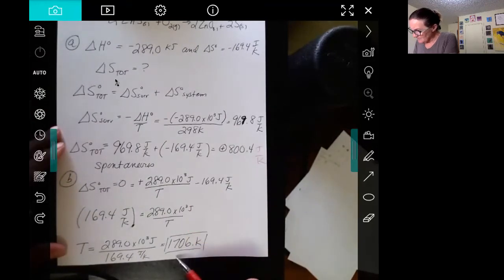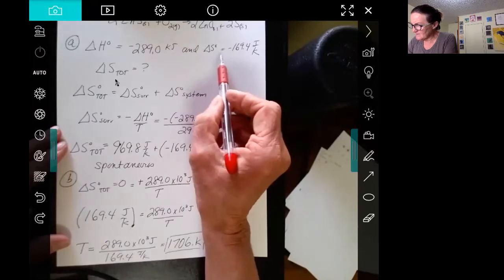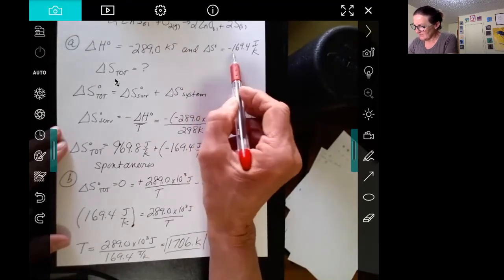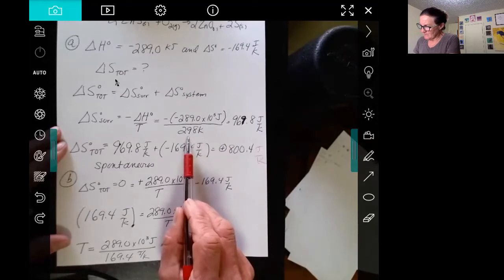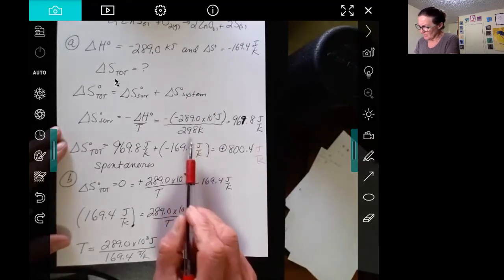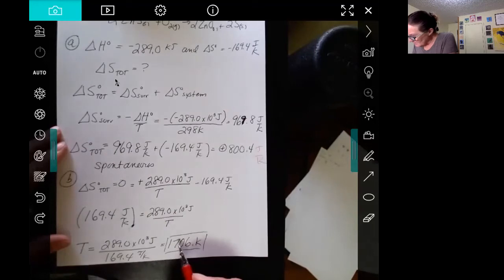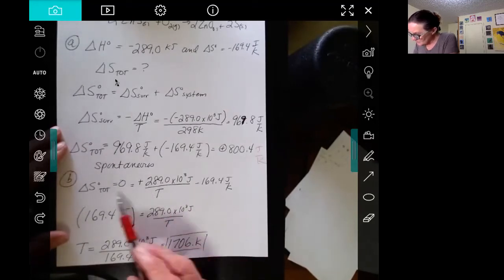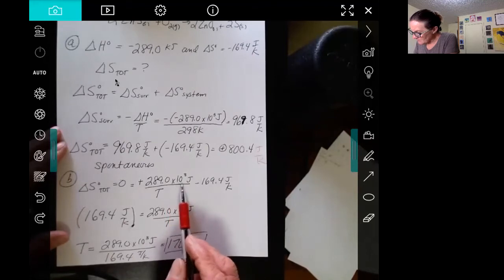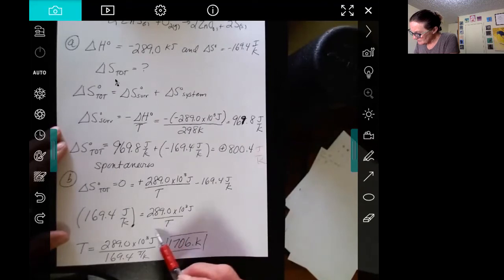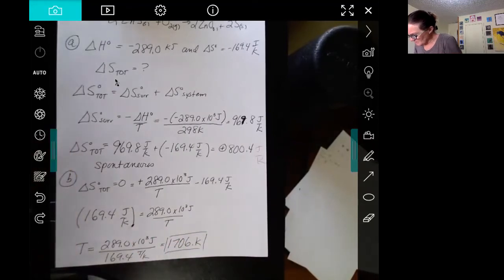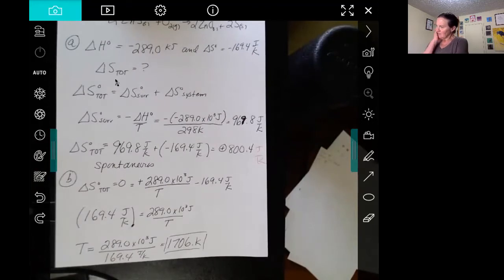So let's look back. It should be that as the temperature goes down, this has less impact, and as the temperature gets smaller, this has more impact. So how did I? There. Huh. Well, you get the gist of how to do the problem. I'll look back at it and see it does make sense.